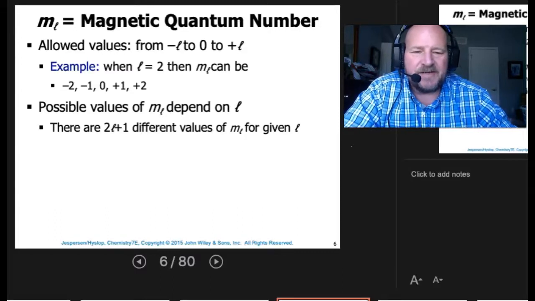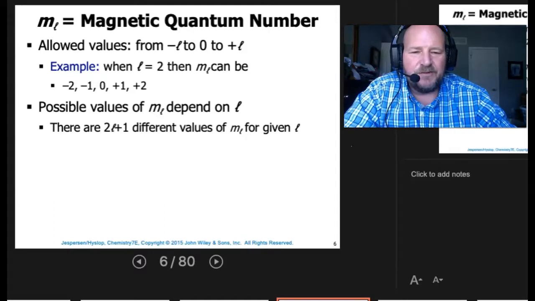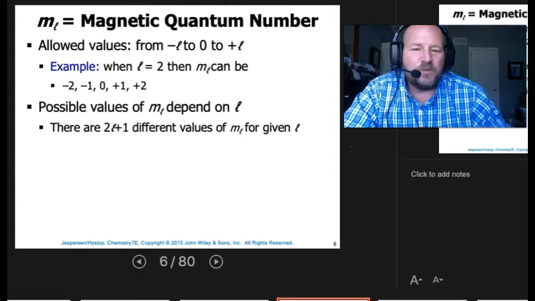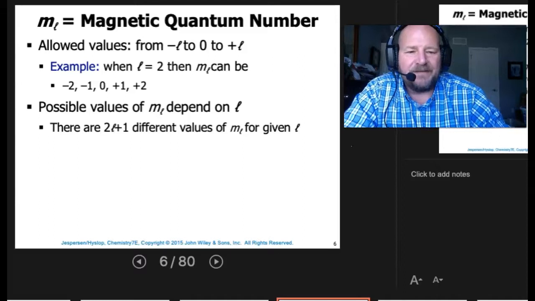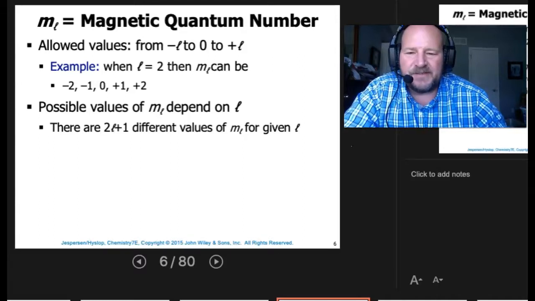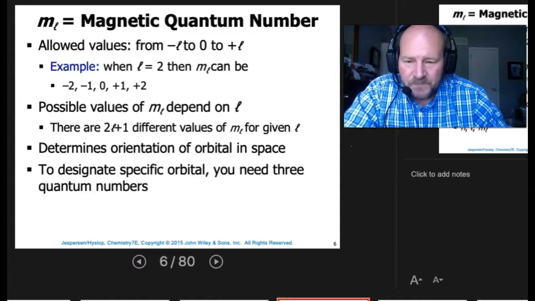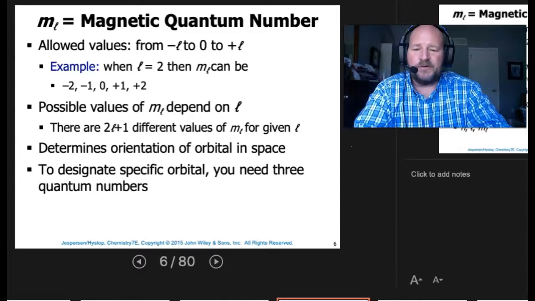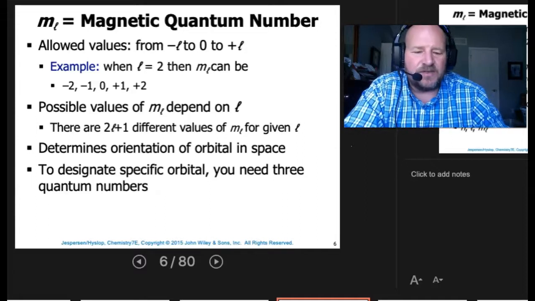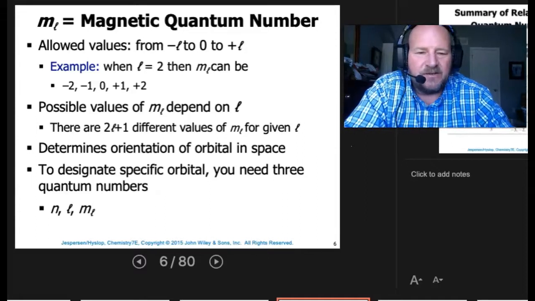Okay, so you might have to make some mental sense of that. So basically we're saying if L equals 2, then you get 2 times 2 plus 1, or 5 different orbitals in that space. Okay, so it's going to determine the orientation in space. To designate a specific orbital, you need 3 different quantum numbers. You need the n, you need the L, and you need the M sub L.